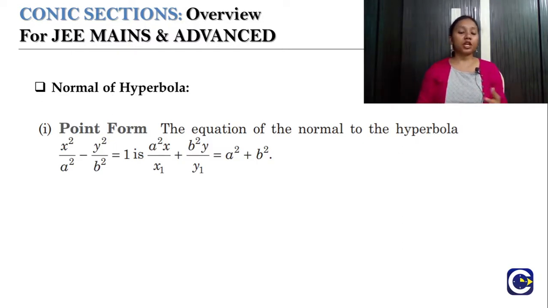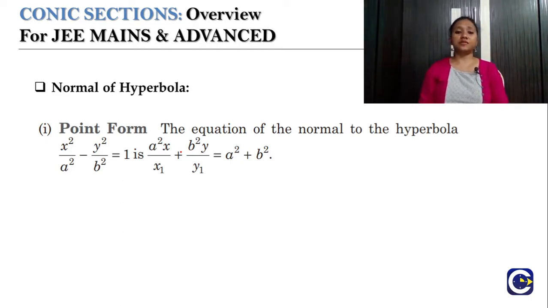That means point form, parametric form, right? Likewise for the normal of the hyperbola also we will have different forms of equations. Let's have a look at the different forms of equation here. The first one is the point form of the equation of the normal of the hyperbola. The equation of the normal to the hyperbola x square by a square minus y square by b square is equal to 1 is given in point form as a square x by x1 plus b square y by y1 is equal to a square plus b square.